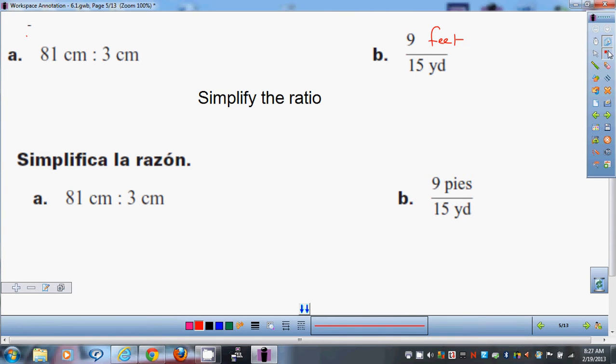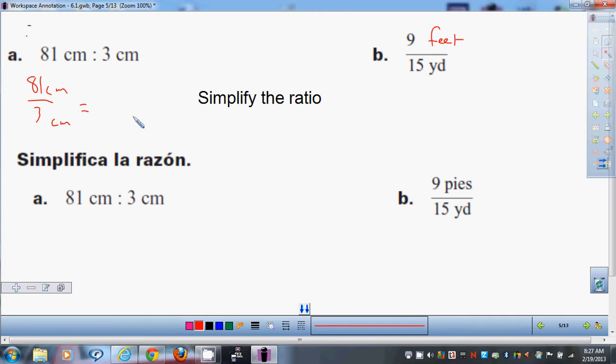Yes. And what are the units, Malik, on A? On A. Ariana, what are the units on A? Centimeters, thank you. So, simplifying the ratio, if they're both already in the same units, then you have nothing to do but simplify the fraction. Who can tell me what 81 over 3 reduces to?